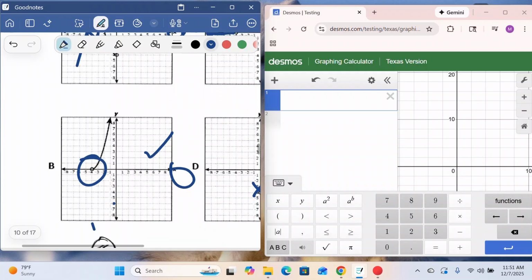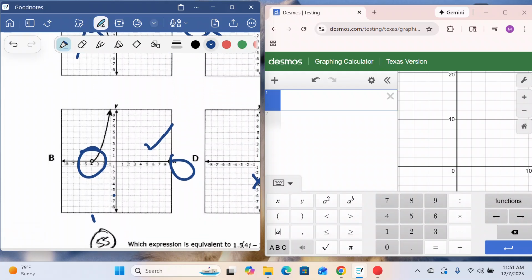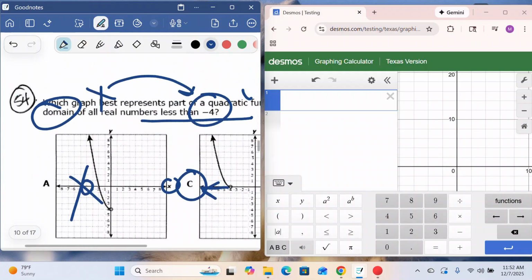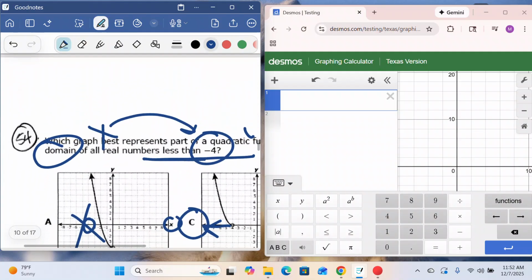If I look at this one, it goes to negative 4, and it is open because it doesn't have a little line underneath. It's actually bigger. If you look at the graph, it's going bigger. So this one is wrong. Remember, this is greater than, and I'm looking for a less than. So it's got to be that direction of negatives.